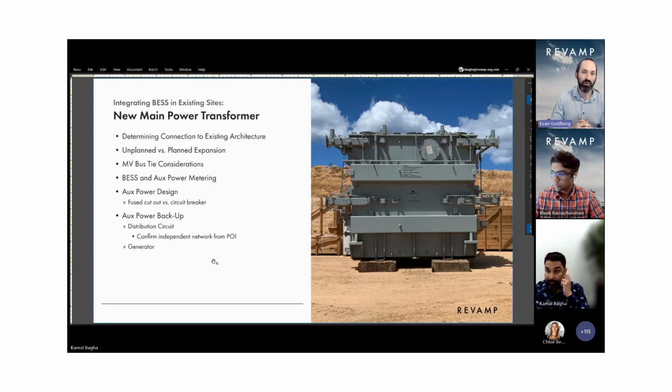Absolutely. Voltage drop becomes a real issue at those lower voltages and the larger the site. So yeah, you're going to be dispersing it throughout. So great point.